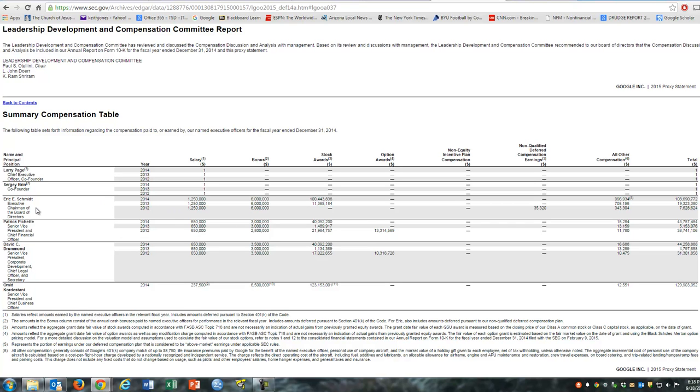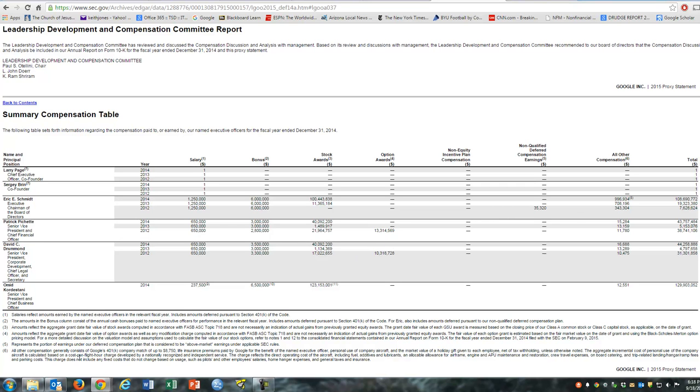Now, Eric Schmidt, who's the executive chairman of the board of directors, has a salary of $1.25 million, bonuses of $6 million, and stock awards of $100 million. There's a little 3 up there, so if you come down, amounts reflect the aggregate grant date fair value of stock awards computed in accordance with FASB. The statement here says it's not necessarily an indication of actual gains for previously granted awards. So this is the value of his stock awards, and he's got another $1 million in other compensation.